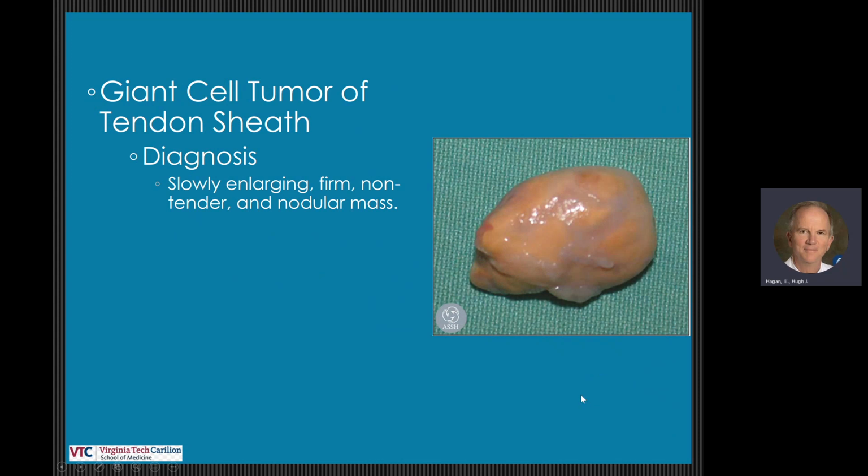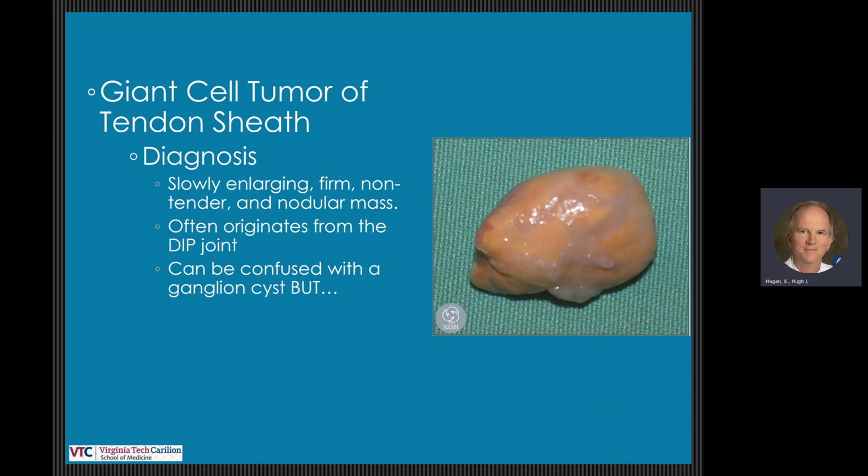They're somewhat lobular, non-tender, and when viewed grossly, they have this appearance. There's sort of a mixture of brown, tan color. They're usually fairly smooth. They often originate in the DIP joint of the finger, and they can be confused with a ganglion cyst because of their location, but remember, they do not transilluminate. They're solid, not cystic.